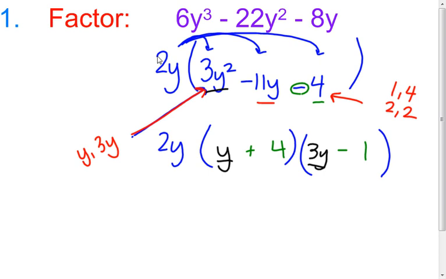Now when I check my outsides, I have negative y. When I check my insides, 4y times 3y is 12y. Negative y plus 12y gives me 11y in the middle. But I need to have negative 11y in the middle, which is a hint, just a reminder, that you need to switch your positives and your negatives. And now when you check your outsides, you have positive y, insides, negative 12y, 1y minus 12y is negative 11y, and we are good. So this should be your final answer.